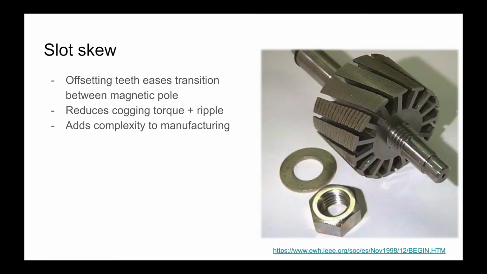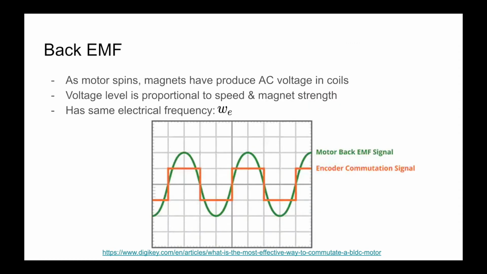One way to minimize cogging and ripple is to skew the slots of the stator, as shown here. This skewing eases the transition from pole to pole, as the transition is slightly more continuous rather than having the original discrete steps. However, slot skew can be hard to manufacture as it can complicate the assembly of the main stator core. We now know that the motor spins by applying an AC current through the coils.